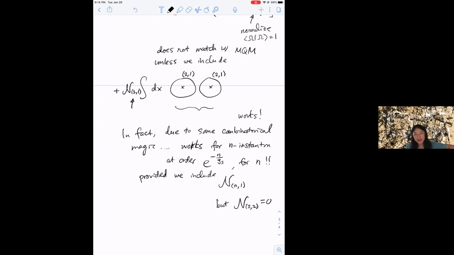Now, we don't have a deep or physical understanding of why it is the n,1 type that contribute. That's still an open question. But the numerology here is too miraculous to ignore. So we believe this is the correct prescription, but there's still something to be understood.